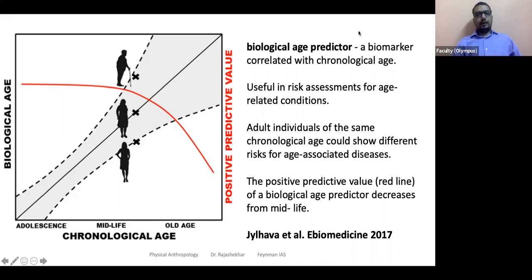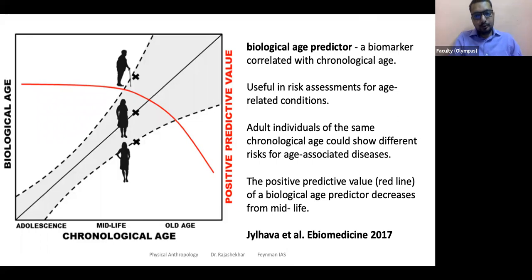So for biological age prediction, we use what is called biomarkers. Remember in 9.6 we talked about biomarkers, or genetic markers. So some form of reference points or markers we use to correlate the chronological age with the biological age, or to predict the biological age. Approximate biological age can be predicted by looking into a few molecules, which are known as biomarkers. And these biomarkers are useful in risk assessments for age-related conditions.